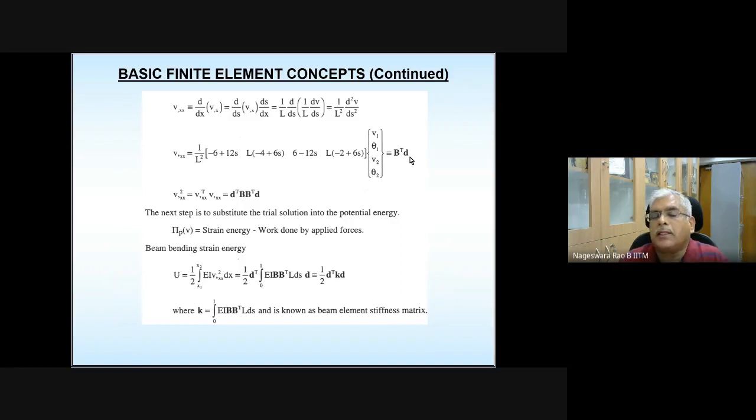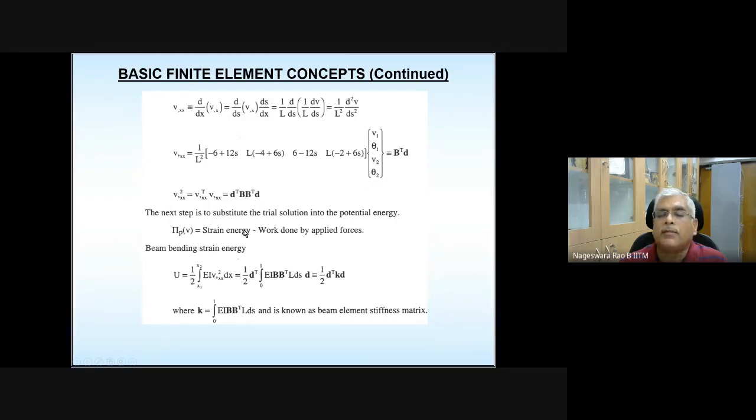In your potential energy functional, you have square of second derivative of v. Please note that what is second derivative of v with respect to x? It is nothing but curvature. Curvature is a scalar quantity. If you take square of a scalar quantity, you can write it as that quantity transpose times that quantity. This kind of algebraic manipulation we did even for bar element. Similar thing you need to do here.